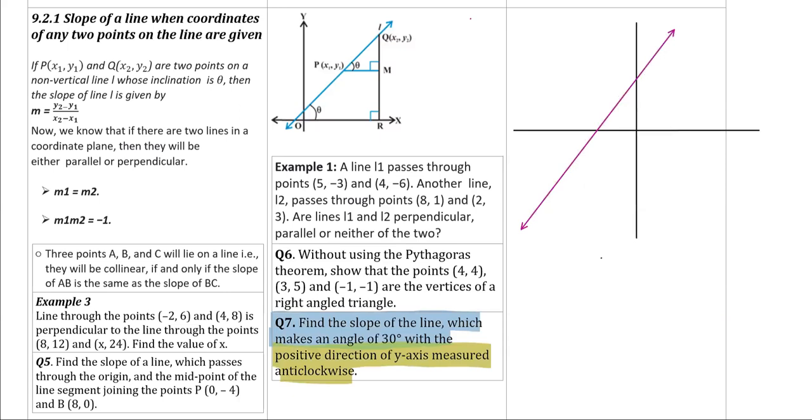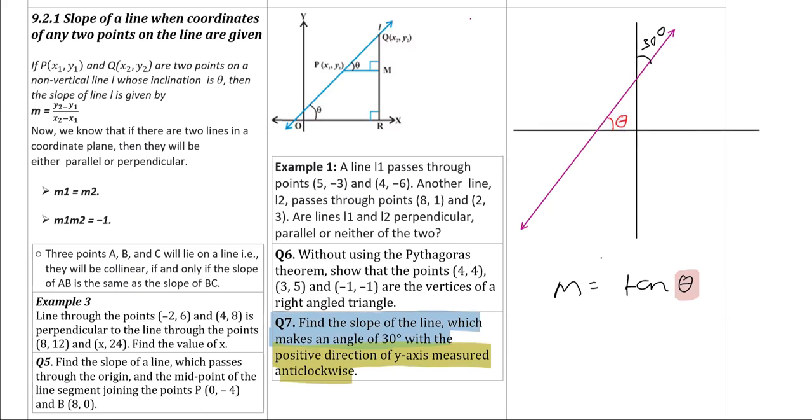And the angle made here is, this angle is given as 30 degree measured anti-clockwise. But you know that the slope of a line, say m, is equal to tan theta, where this theta is the angle of inclination, and that is the angle made by the line with the positive direction of x-axis. That means this angle. So therefore, we are required to find this angle.